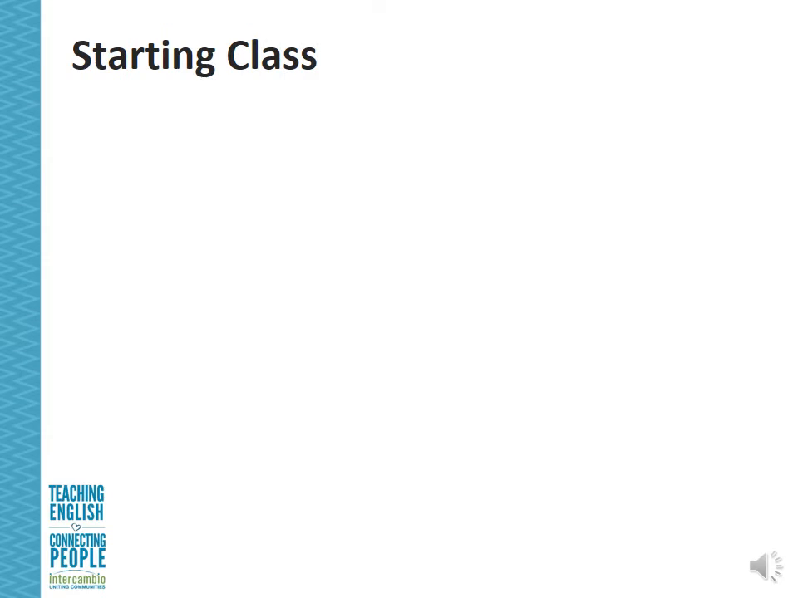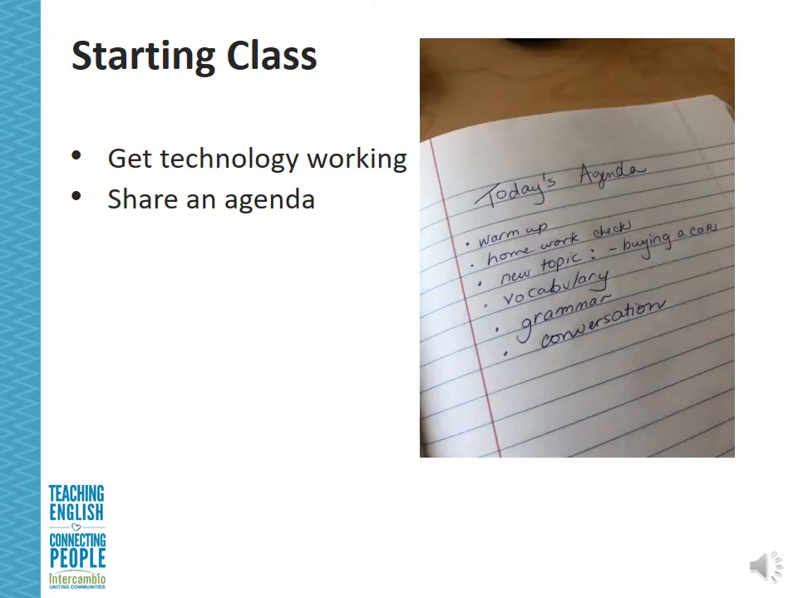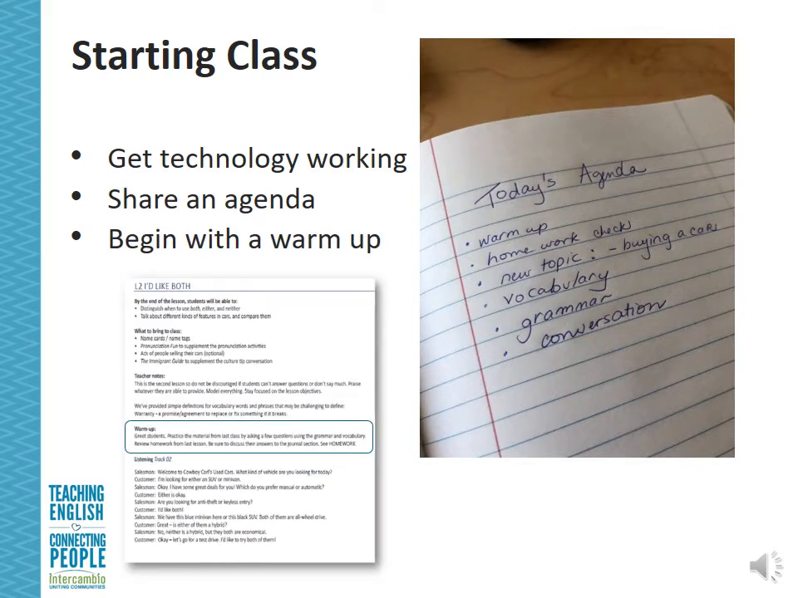So how do you start class? Well, first you want to make sure the technology is working. You want to share your agenda. So if you're online, you might have a slide with the agenda, or you might write it on a piece of paper and share your screen or hold it up to the screen. You also always want to begin with a warm-up, and you don't need to think of anything special. Your book will provide one.